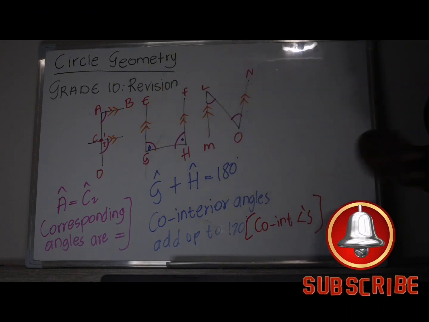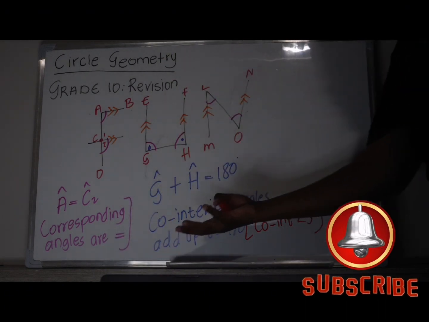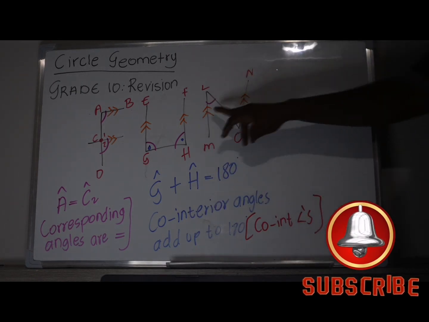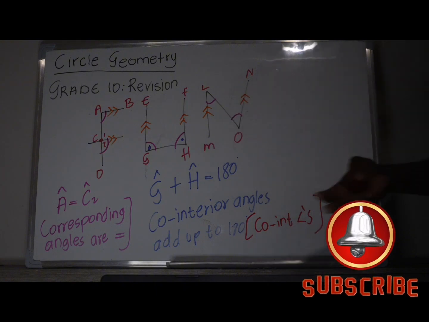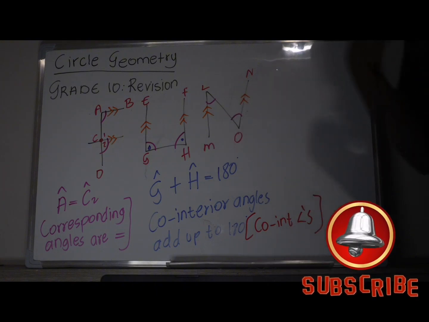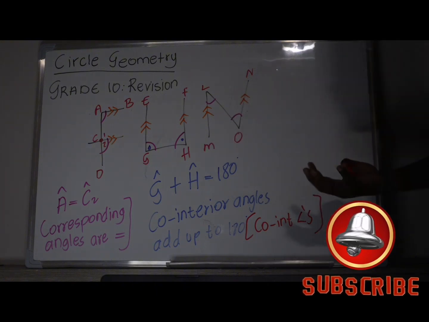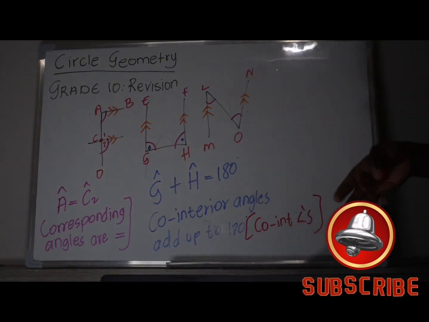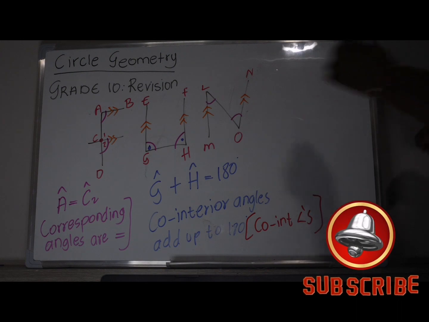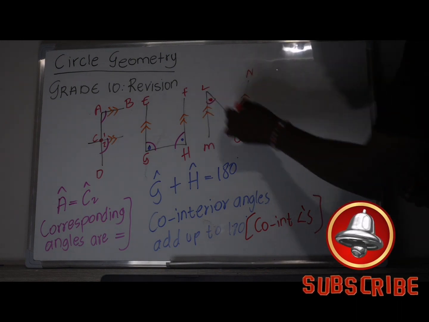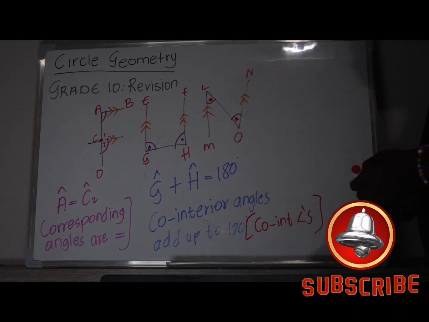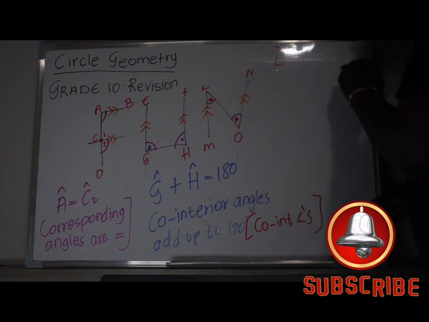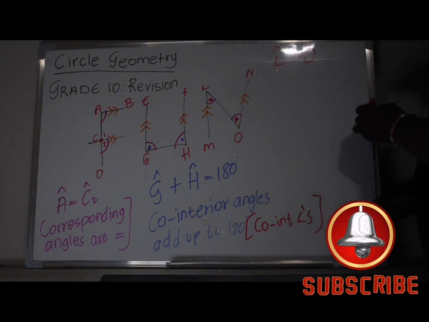Don't call them co-interior or corresponding angles as long as they don't have parallel lines. But if they have parallel lines, these signs mean they are eligible to be called corresponding, co-interior and such things, if and only if they are parallel lines. And this angle and this angle, remember already. Angle L is equal to angle O. Why am I saying that?